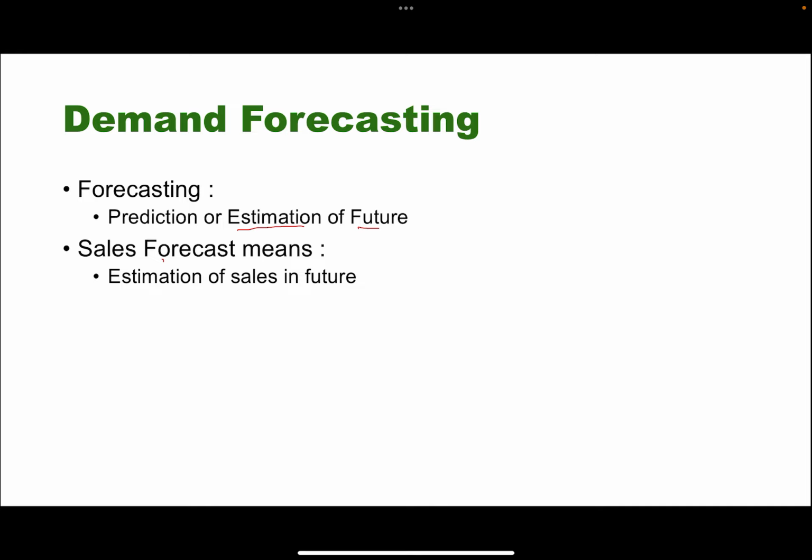So in this video, we are going to discuss demand forecasting. So what is forecasting? Forecasting basically means prediction or estimation of the future. Mainly, as far as production is concerned, it deals with the prediction of sales or the quantity that needs to be produced to meet the demand, etc. So sales forecast means estimation of sales in the future. It is also known as demand forecasting.